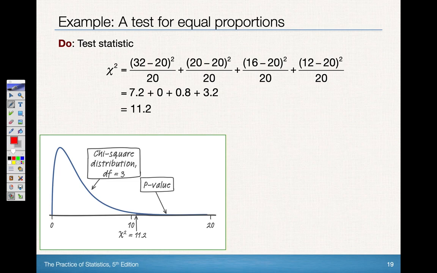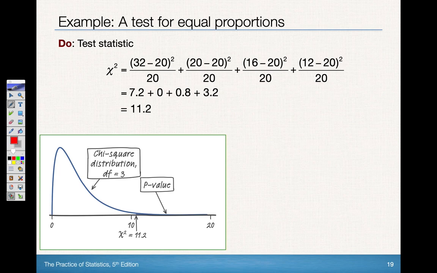So for this one, we would have gone to Stat, Edit. In List 1, you're going to put your 32, you're going to put your 20, you're going to put 16, you're going to put 12. Those are your observed. In L2, you're going to put your expected, 20, 20, 20, 20. You're going to go to Stat, Tests. You're going to go to chi-squared GOF test. You're going to say degrees of freedom is 3. You're going to hit Calculate, and you'll see that it gives you the chi-squared of 11.2 and the p-value of 0.0106. The last thing it does is give you contributors.